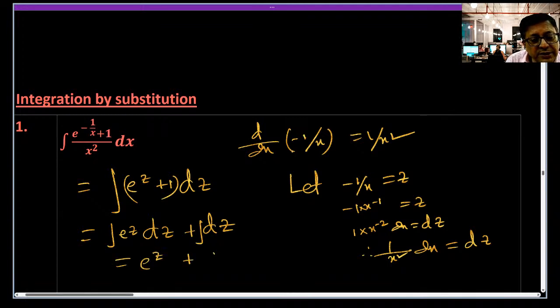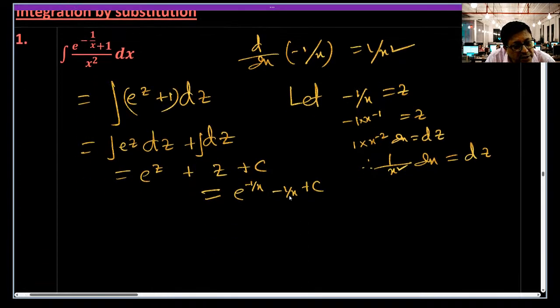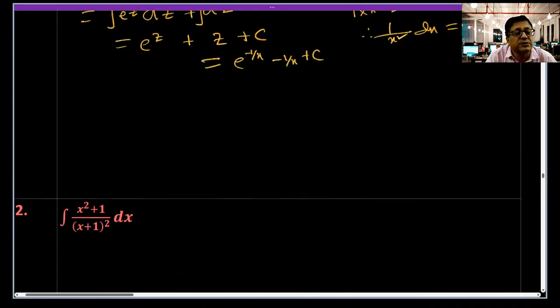e to the power z plus z plus c. z is what? Minus 1 by x. Am I clear? So the value of the integration is e to the power minus 1 by x minus 1 by x plus c. Understood? Go for next one.